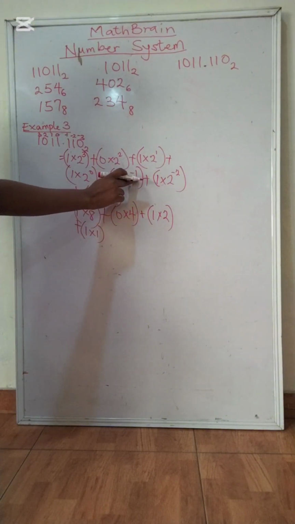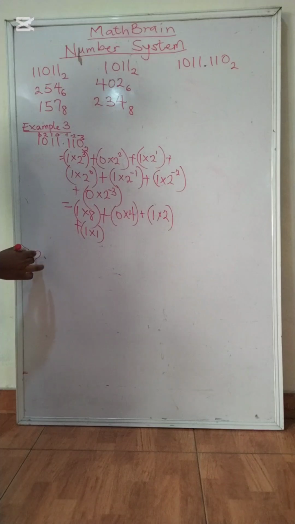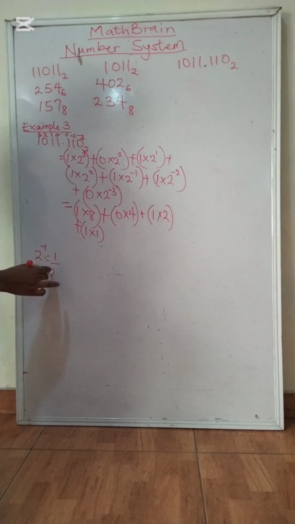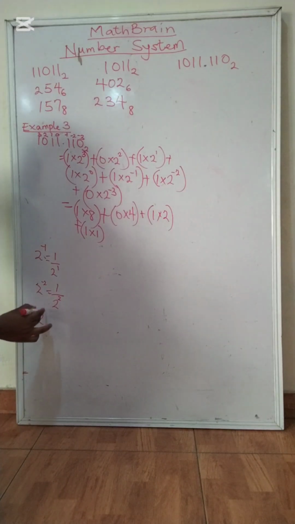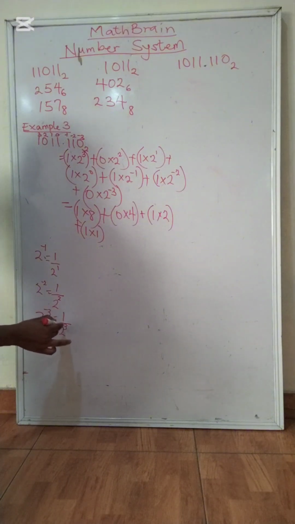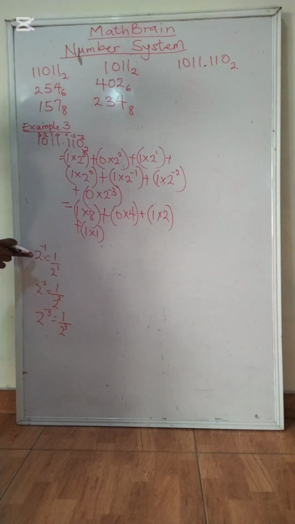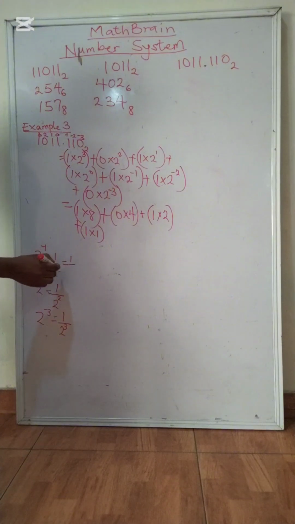2 raised to the power -1. Now this is it. 2 raised to the power -1 is the same thing as 1 over 2 raised to the power 1. 2 raised to the power -2 is the same thing as 1 over 2 raised to the power 2. 2 raised to the power -3 is the same thing as 1 over 2 raised to the power 3. So if you solve 2 raised to the power -1, which is the same thing as 1 over 2 raised to the power 1, it's going to give us 1 over 2, which is 0.5.